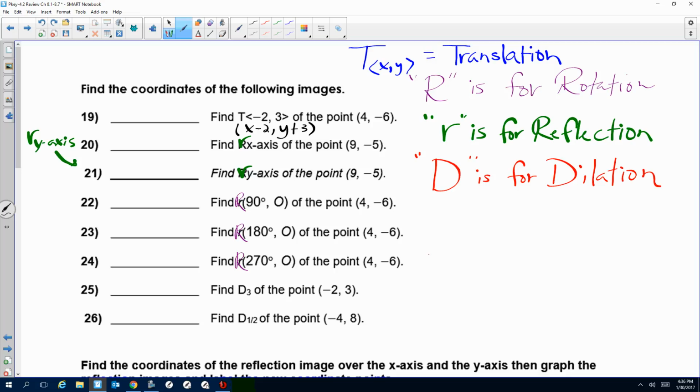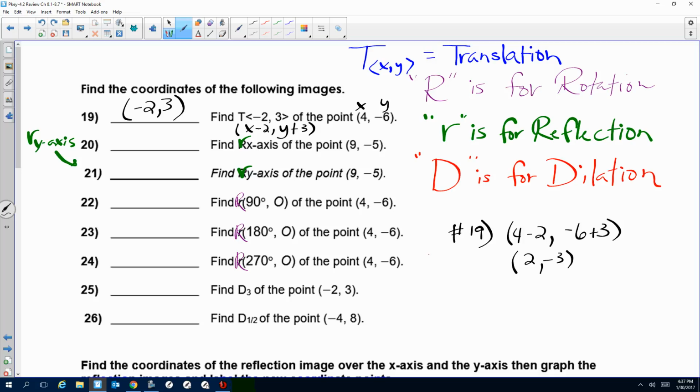Since we have the points 4, comma negative 6, I'm just going to do our work down here. So this is number 19. X is 4, so we have 4 minus 2, comma, and then y is negative 6, so we do negative 6 plus 3. Then we simplify that, and we get 2, comma, negative 3. Okay? So our translation of negative 2, 3, or moving to the left 2, and then up 3, would give you the point 2, negative 3.